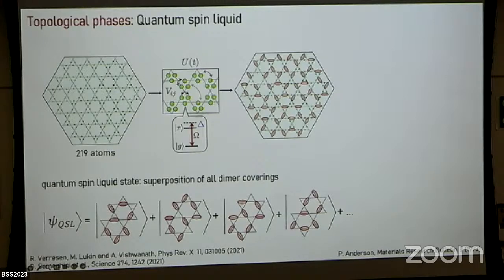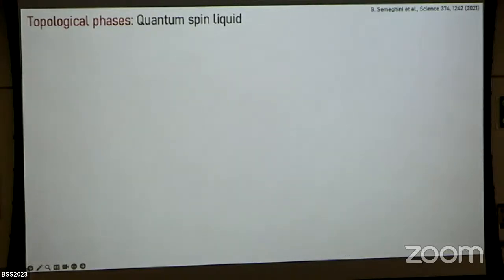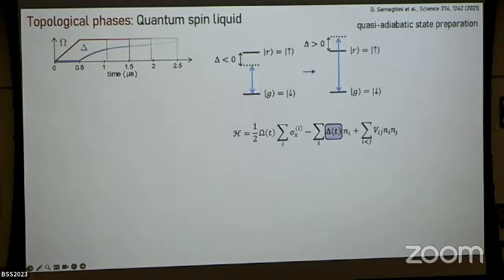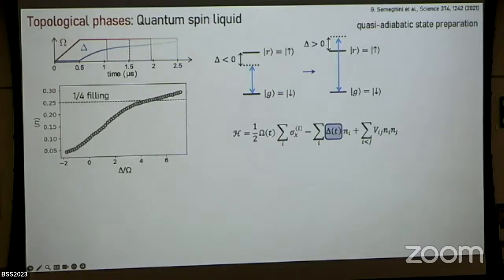Okay, so now how do we characterize this? Of course, it's much more complicated than for the ordered phases from before. So first thing, again, as I mentioned, we do this quasi-adiabatic preparation, same thing as before, only this time, at negative detunings, we are again in the trivial state where everything is in the ground state, and at positive detuning, we should be in the spin liquid state, at least we hope so.